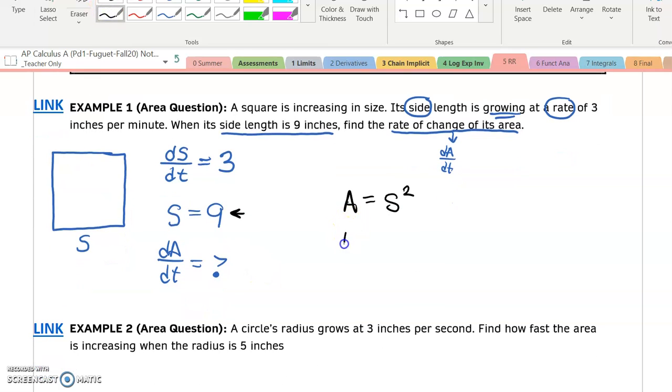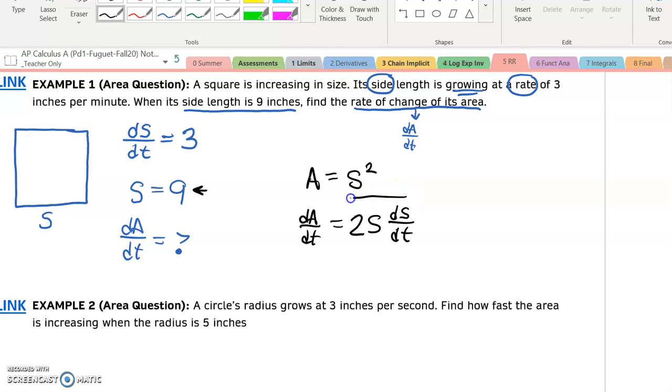So we're going to go ahead and take the derivative of this. So we're going to get dA/dt equals the derivative of s squared is 2s, and then we take the derivative of s with respect to t. So here it is. This is what we've been doing all along. This is our related rate. And now we can substitute what we know to help us solve for dA/dt. So let's do that now.